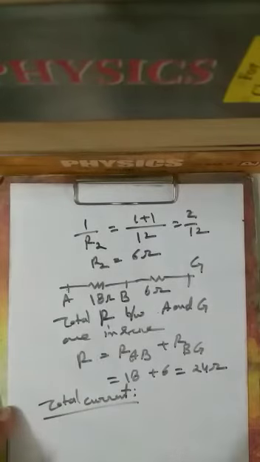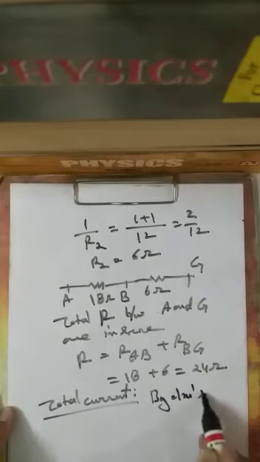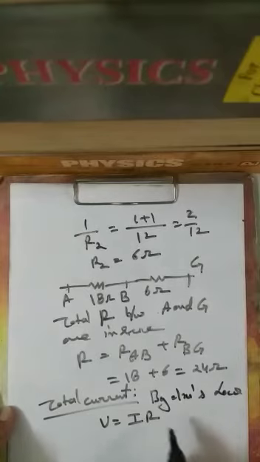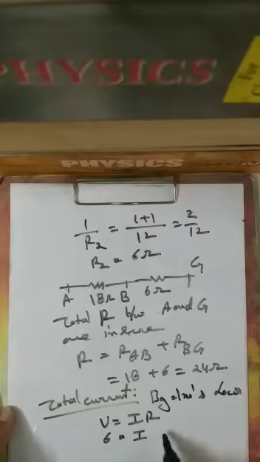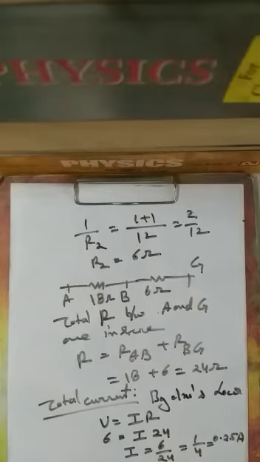Total current by Ohm's law. V is equal to IR. We are given a battery of potential difference 6 volt. We want to calculate I. The total resistance is 24. I is equal to 6 upon 24 is equal to 1 upon 4 is equal to 0.25 ampere.